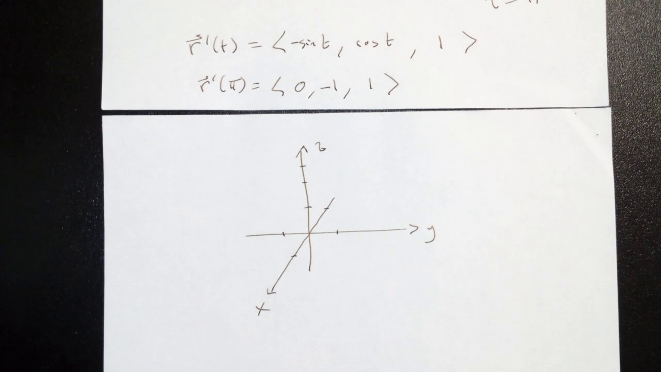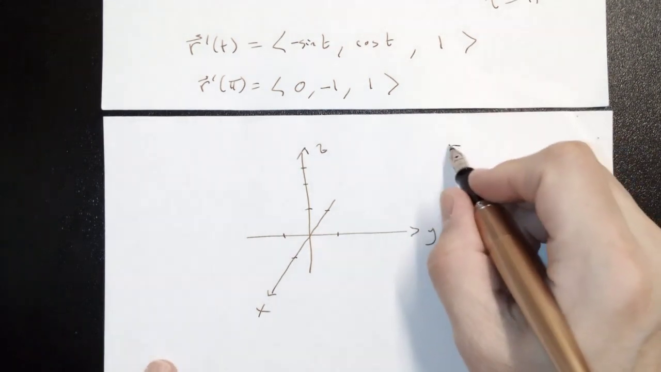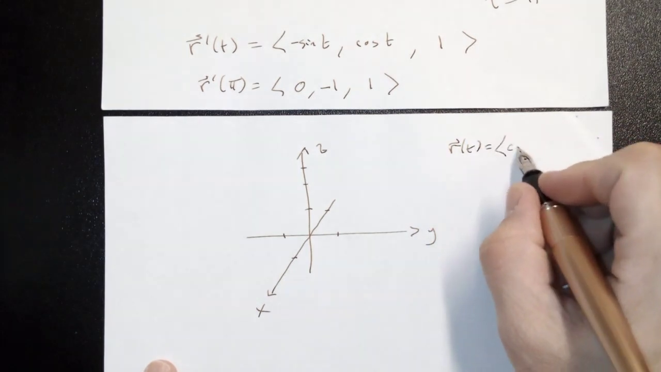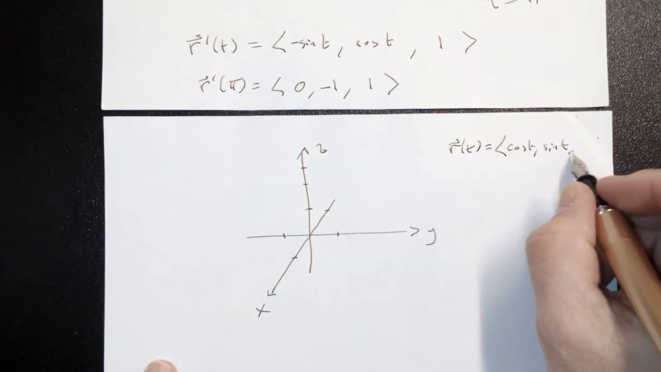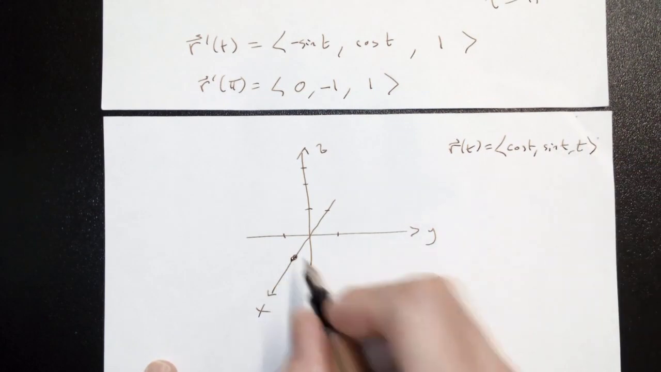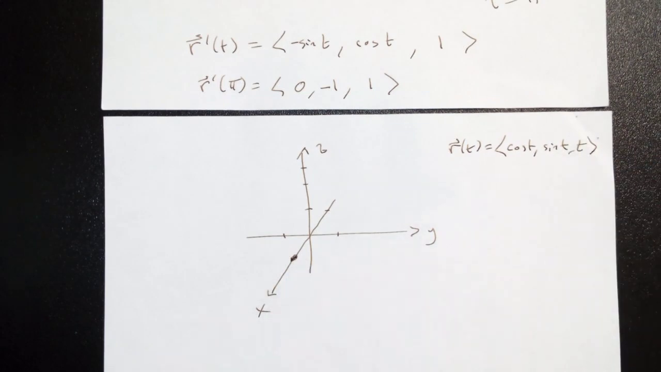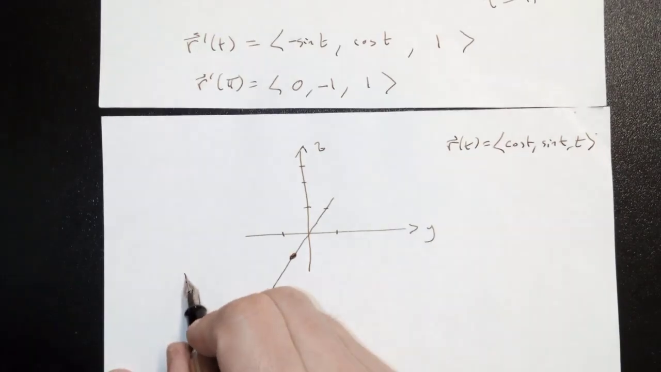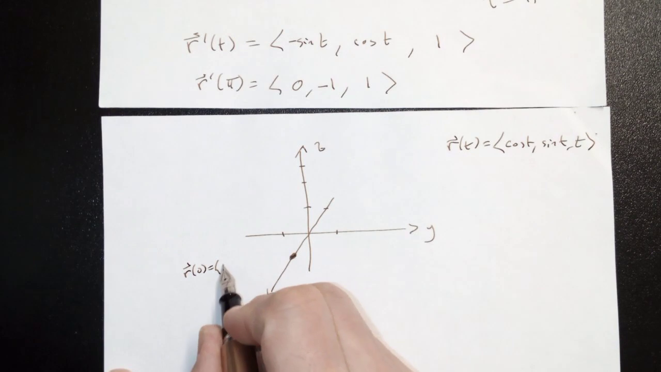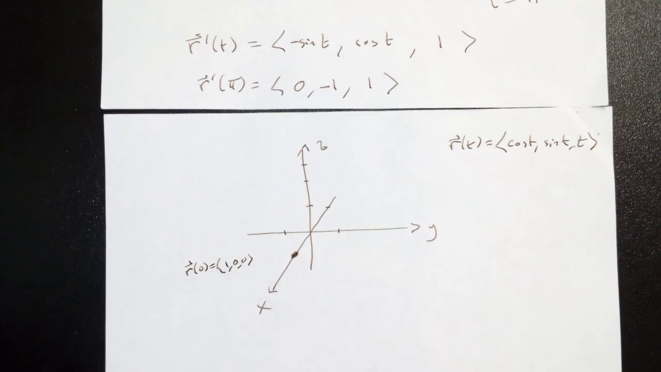When t is 0, we're here. And then I go around the circle counterclockwise, but I also go up. Yes? So I am standing at the origin. I am pointing at the point 1, 0, 0. T starts to advance, and I do this.